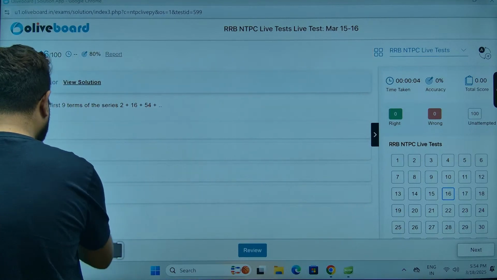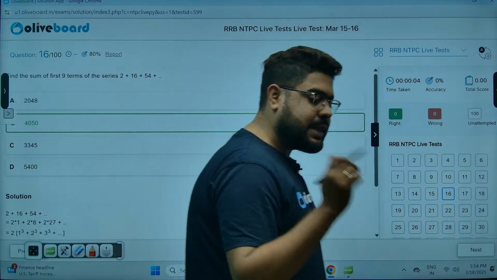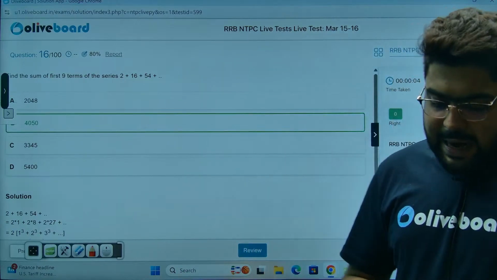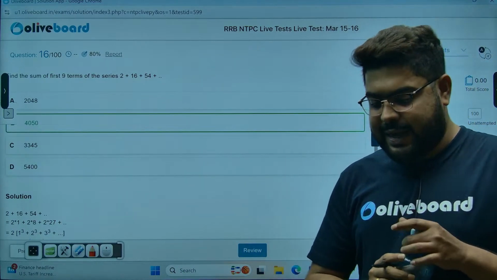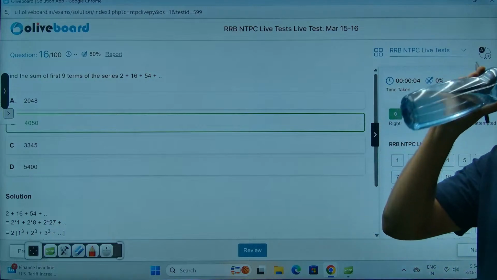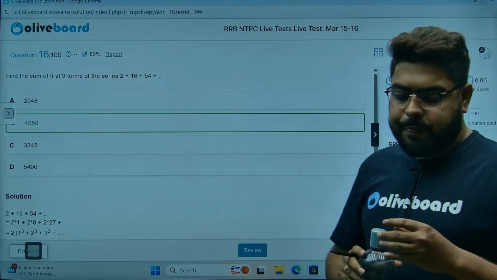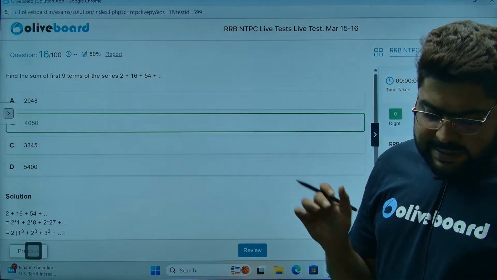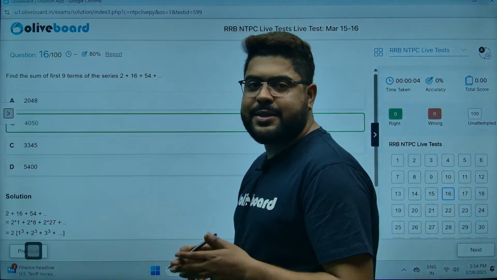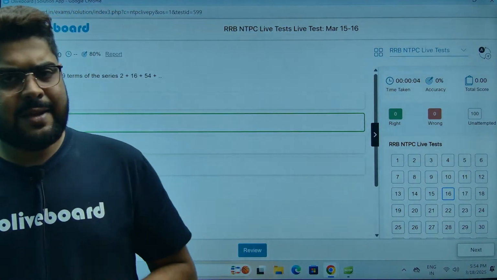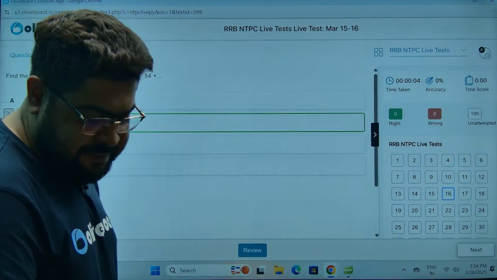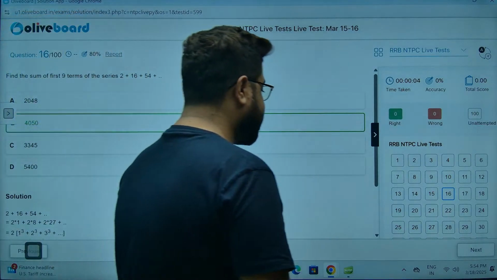4050 is your answer. That is option number B, sir. Let us see. 4050. Yes, that is your correct answer. That is most definitely your correct answer, sir. Clear, everyone? I hope this is absolutely clear. I hope this is absolutely making sense. Right? Very, very, very simple questions. Next one, sir.